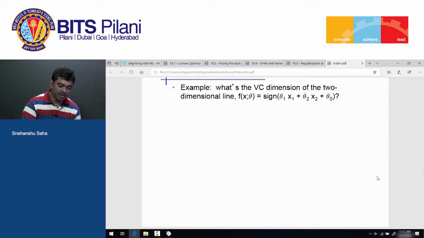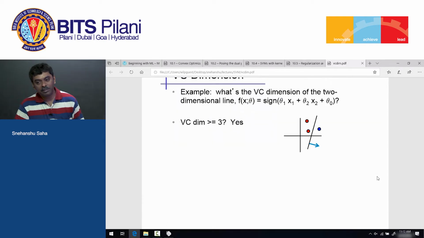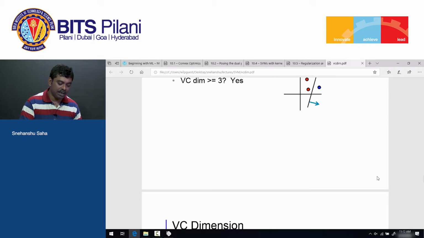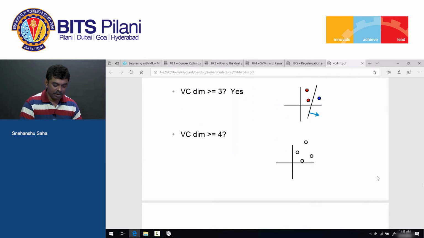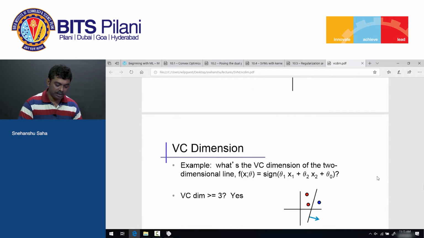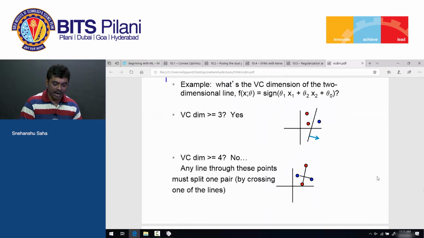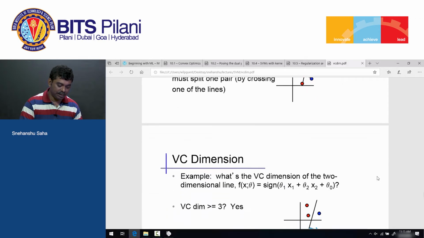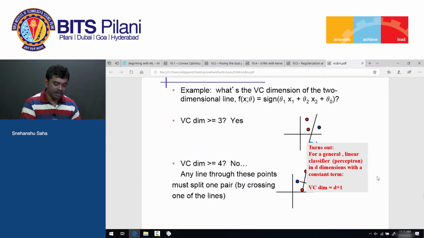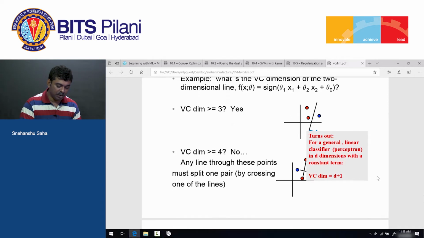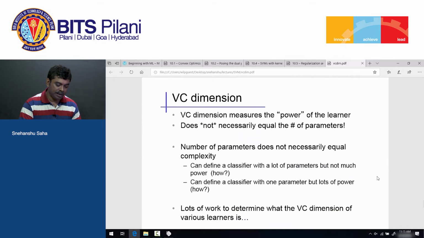What about the VC dimension of this one? The VC dimension of this one is 3 because it can actually shatter 3 points, but it cannot do 4. If you have 4 points, the answer is no, because you can have these 2 points. Remember the XOR example in neural networks? So it cannot do that. So the VC dimension could be greater than or equal to 3, but it cannot be greater than or equal to 4.